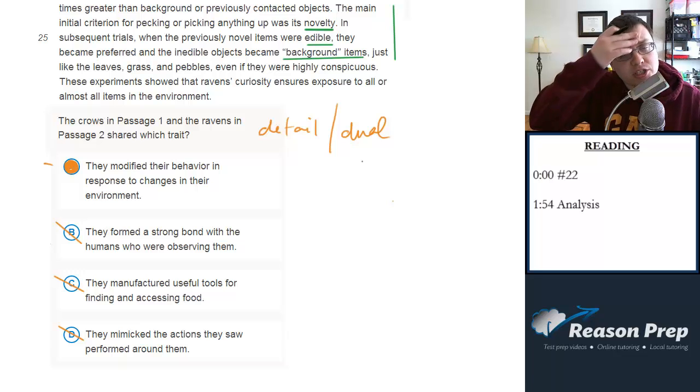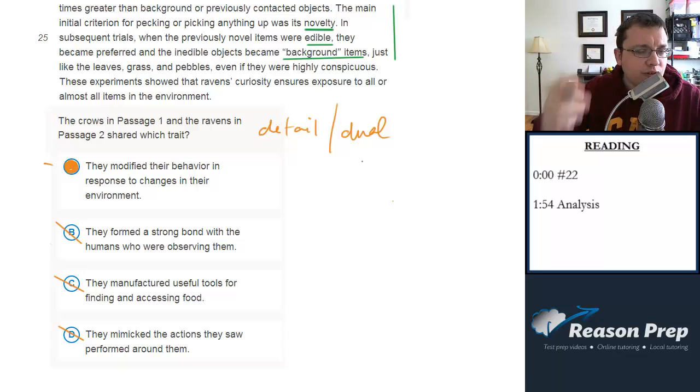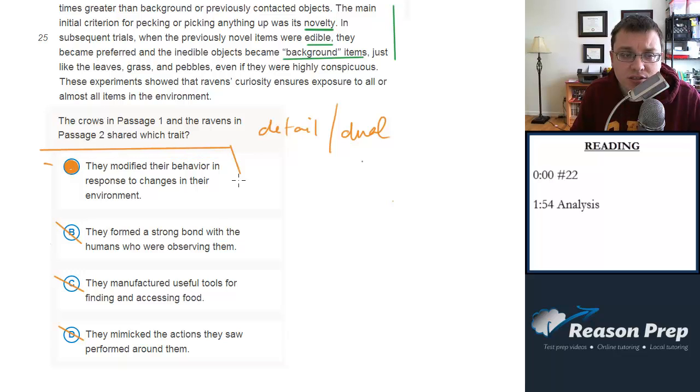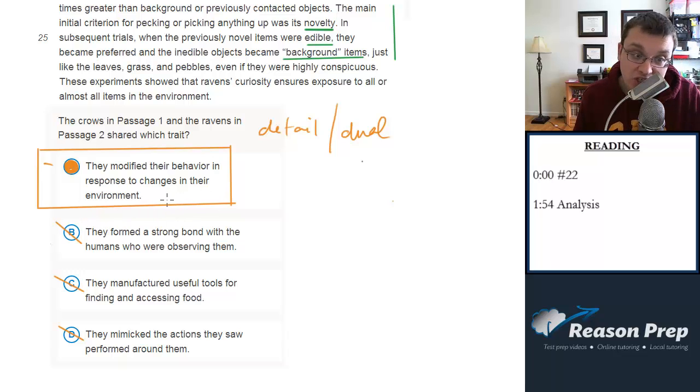Another dual passage question. This one somewhat specific, but also has its general aspects to it as well. But I think the key to see here is, as we've seen in previous SATs, the more general answer wins, right? They modified their behavior in response to changes in their environment. That's very general. I mean, like every animal is going to do that, it seems. Like, that's what it is to be an animal, to be alive. You're going to change your behavior in response to changes in your environment. So a very broad, very general answer could almost work to describe any kind of observation of an animal.